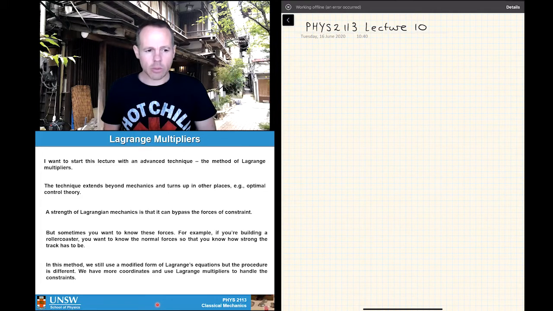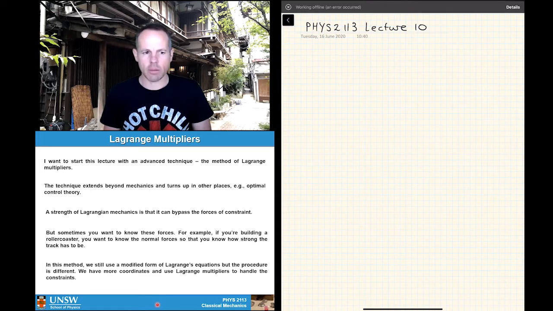So sometimes you actually do want to access these forces, and you still want to be able to use Lagrangian mechanics because it might be convenient for a particular problem, but still get access to those forces. And the way that we can do that is a method known as the method of Lagrange multipliers, which we're going to talk about today.